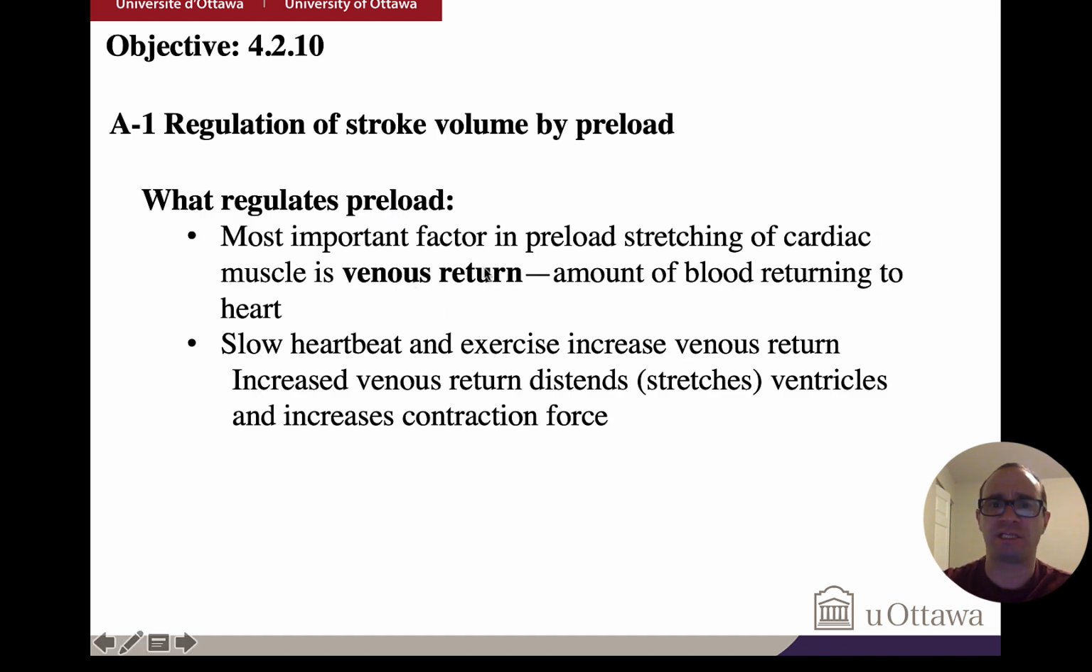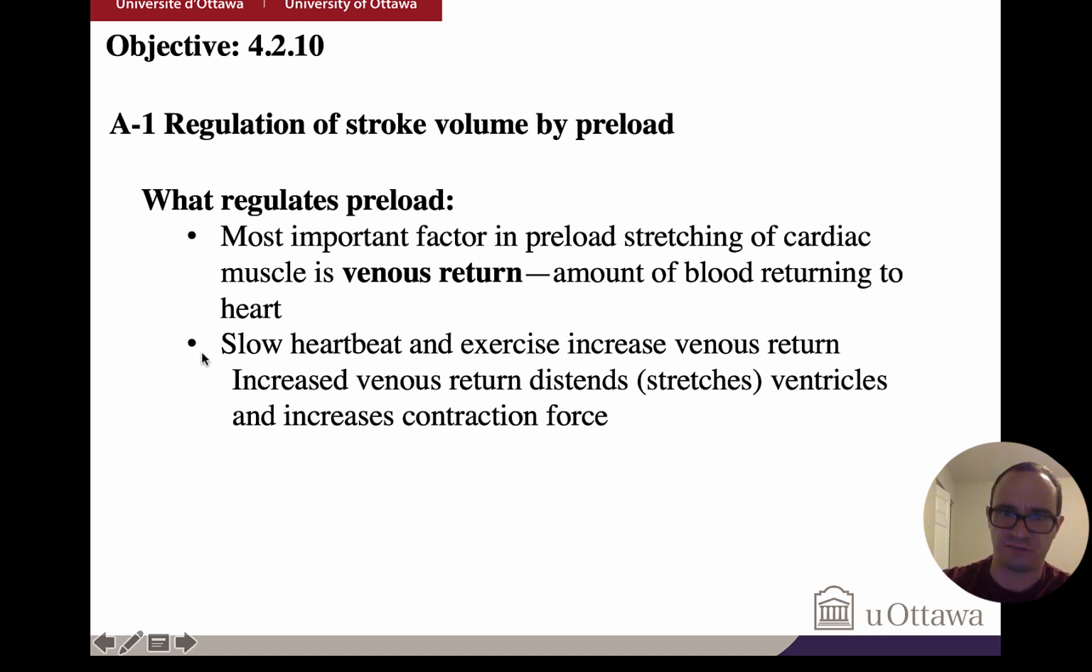So what regulates preload? What regulates the amount of cardiac stretching? Well, it should be obvious that the most important thing is the amount of blood going into that ventricle. That's going to determine how much stretch there is. And so this is determined by the venous return, so how much blood is coming back from the superior and inferior vena cava, for example. That's going to determine how much stretch you get ultimately of the ventricle and ultimately how hard of a contraction that you're going to get.